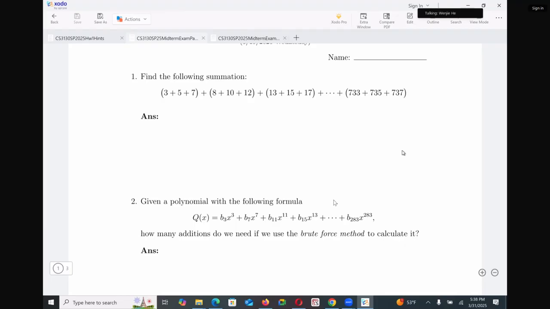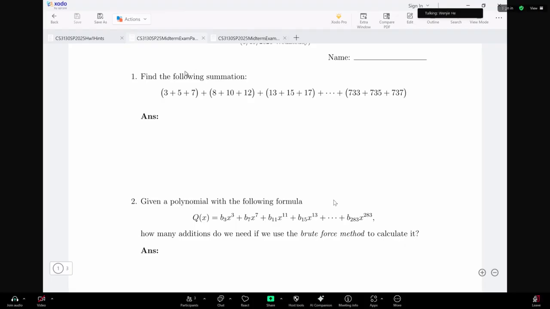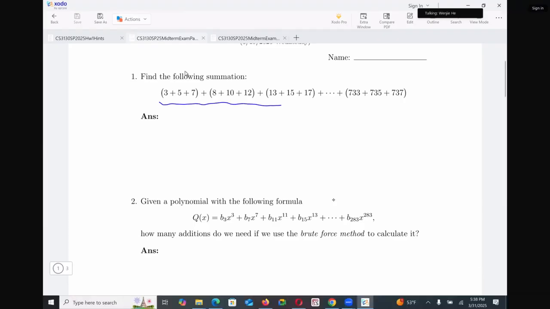A few students, when they look at the sequence here, treat it as an arithmetic series, where the difference between two adjacent numbers is the same. Actually it's not. If you look number by number, the difference between 7 and 8 is 1, then the difference between the next two adjacent numbers is 2. So it's not what we call an arithmetic series.